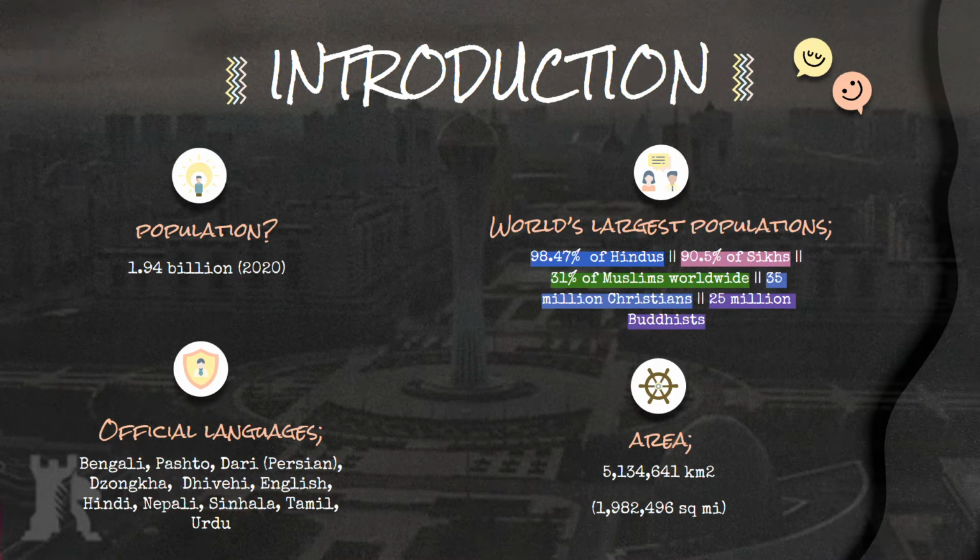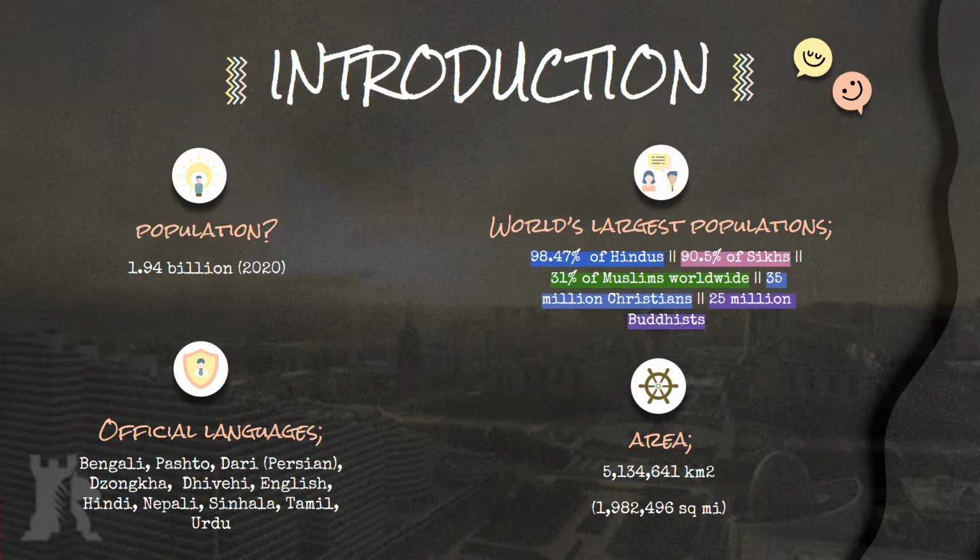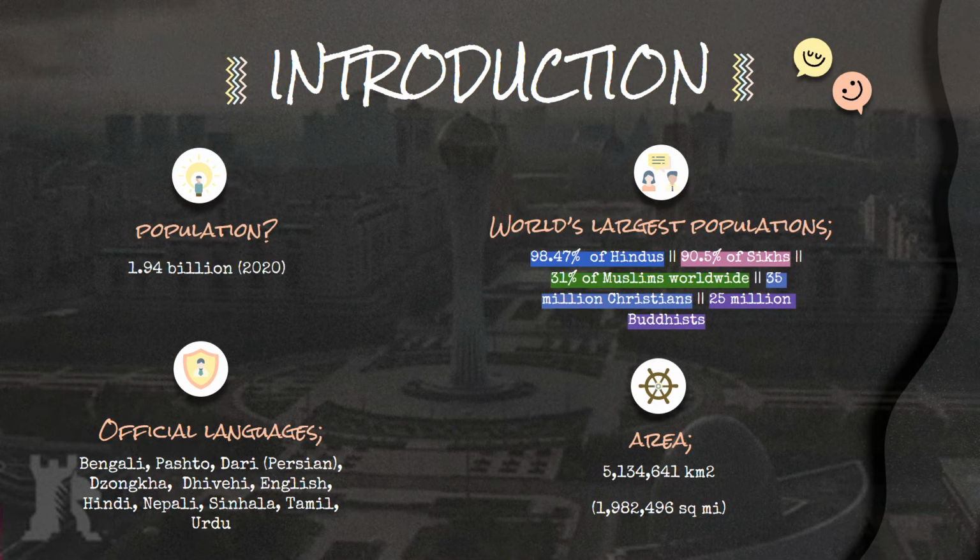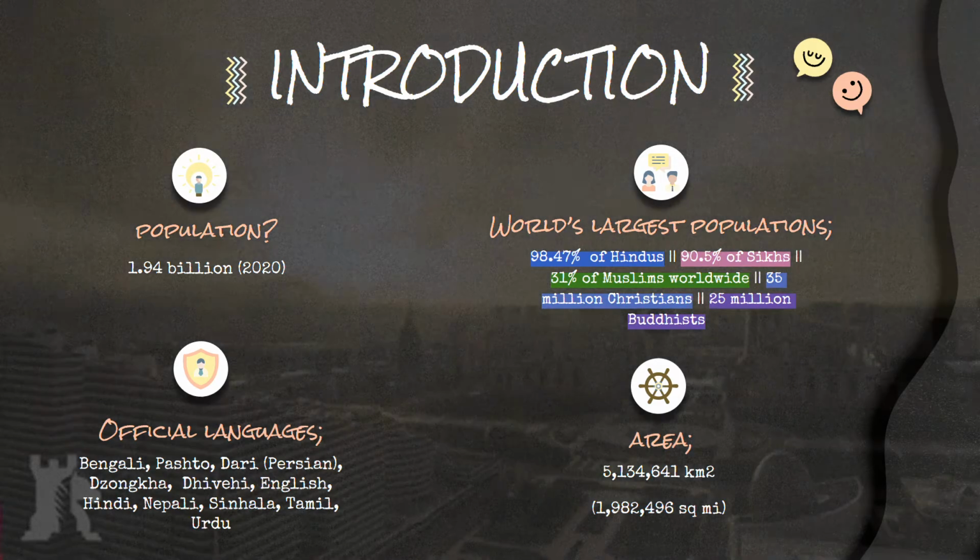There are 11 official languages in South Asia region, which are Bengali, Pashto, Dari Persian, Dogra, Dhivehi, English, Hindi, Nepali, Sinhala, Tamil and Urdu. The area of South Asia region consists of 5,134,641 square kilometer, which is 11.71% of Asian continent or 3.5% of the world's land surface area.